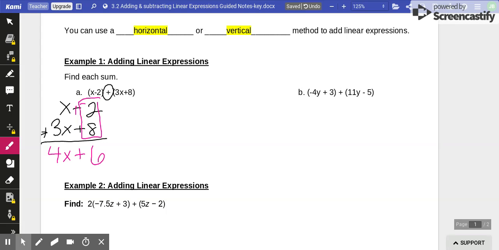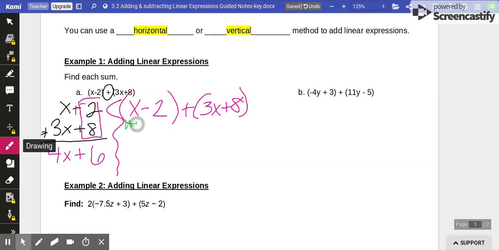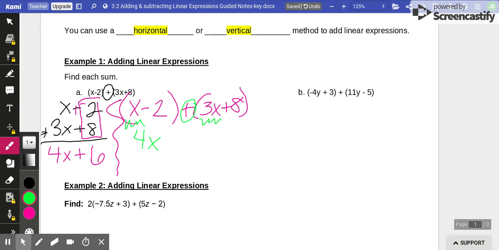Now, if we want to just set this up horizontally, we have x minus 2 plus 3x plus 8. I want to look at my common terms, my like terms. So I have x and 3x that are similar. Because both of them are positive and I'm adding, I have 4x. Again, we want to do our keep, change.